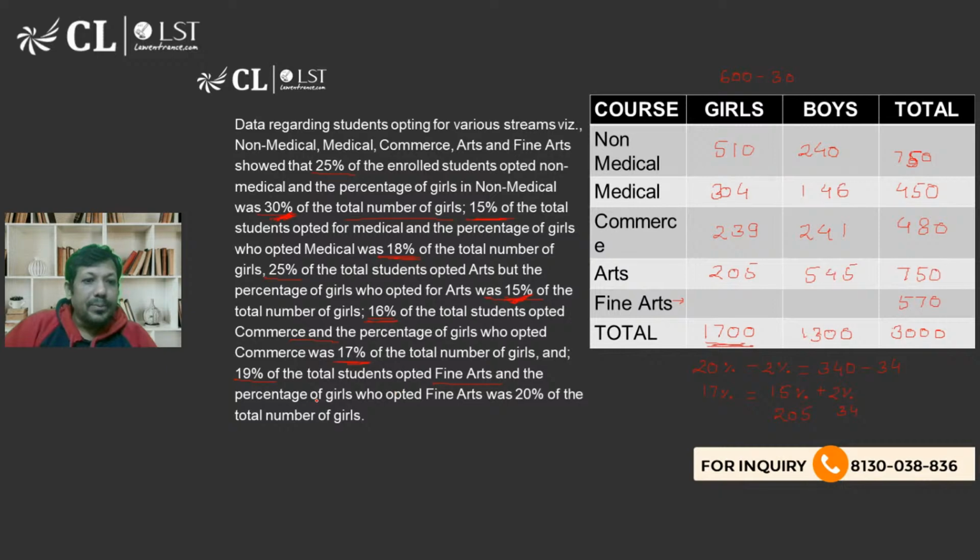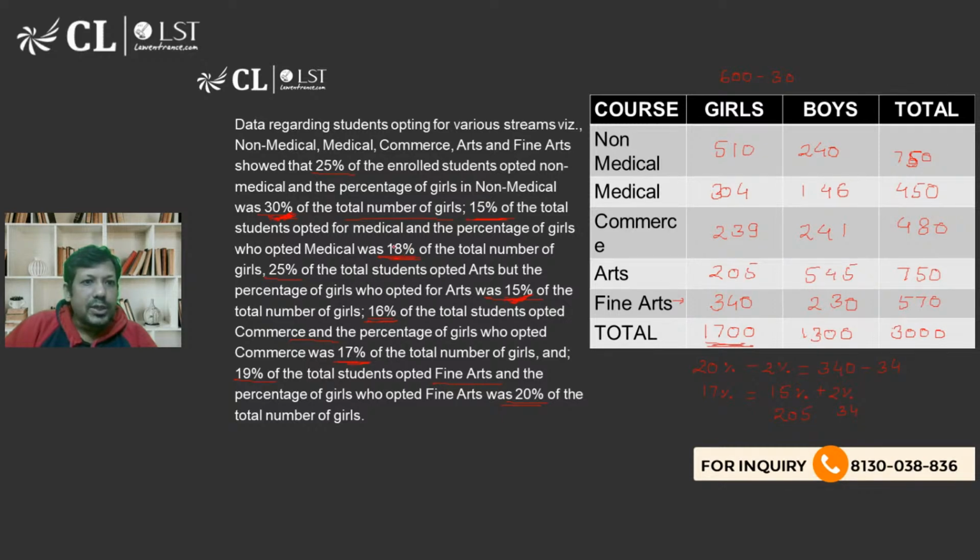Okay, and the percentage of girls who opted for fine arts was 20% of the total number of girls. So that is going to be 10% is 170. So 20% is going to be 340. So it is going to be 230. I think there is some mistake. So it is 30%. Then it was what? 18% of the total number of girls.